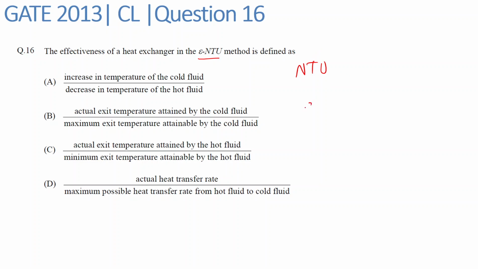Basically, in that method we define heat exchanger effectiveness as Q upon Qmax, where Q is the actual heat transfer rate and Qmax is the maximum possible heat transfer rate from the hot fluid to the cold fluid. So this is how we define the effectiveness of a heat exchanger in the NTU method. From the given question, the first option is increase in the temperature of the cold fluid upon decrease in the temperature of the hot fluid. So this won't be correct.